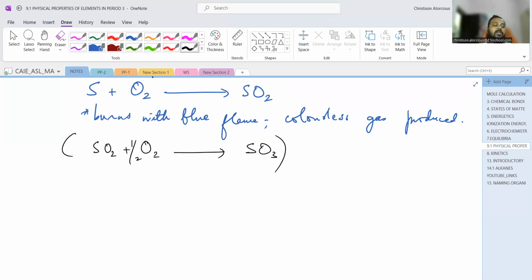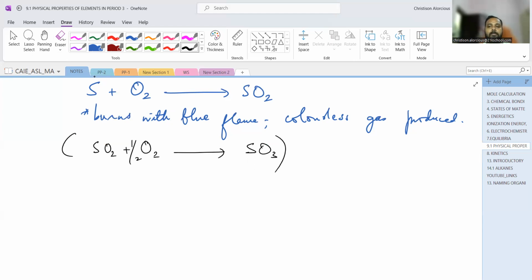In the atmosphere, this reaction is catalyzed by the oxides of nitrogen, nitric oxide and nitrogen dioxide, which you'll see later when we do the lesson on nitrogen and sulfur. So even though sulfur trioxide is a stable oxide of sulfur, it is not formed by the direct reaction of sulfur with oxygen.